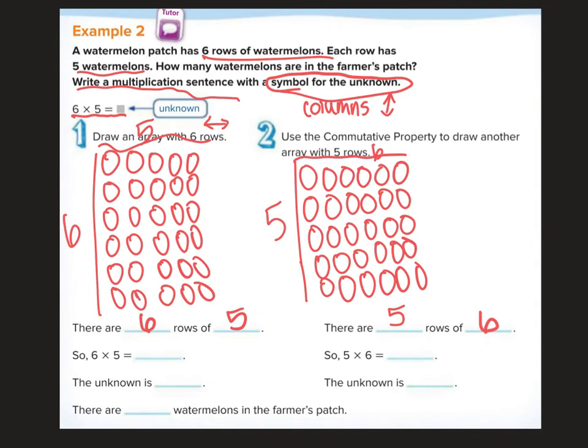So 6 times 5 is 5, 10, 15, 20, 25, 30. And 5 rows of 6 are 5, 10, 15, 20, 25, 30. They're the same because of our friend the commutative property of multiplication. So the unknown here in both cases is 30. So that means there are 30 watermelons in the farmer's pumpkin patch. Pumpkin patch, watermelon patch. It's not a pumpkin patch, it's a watermelon patch.